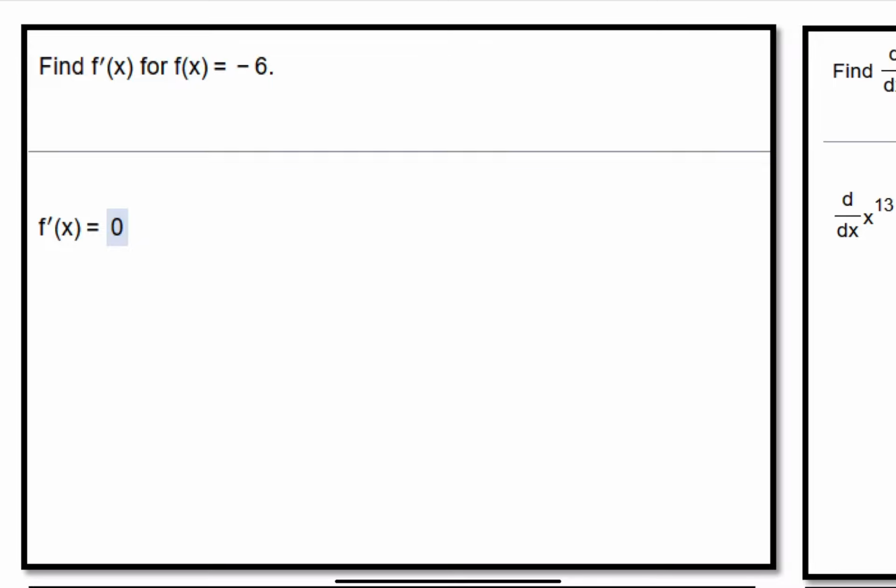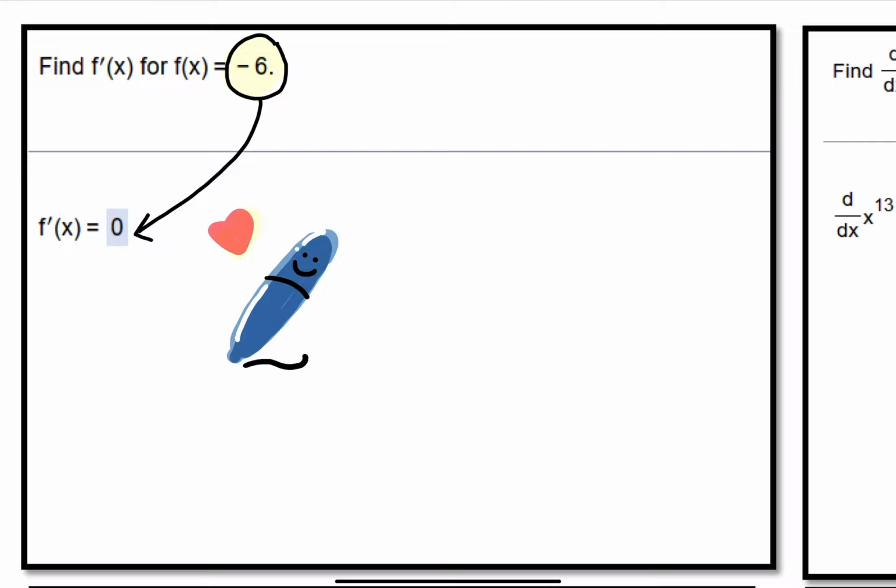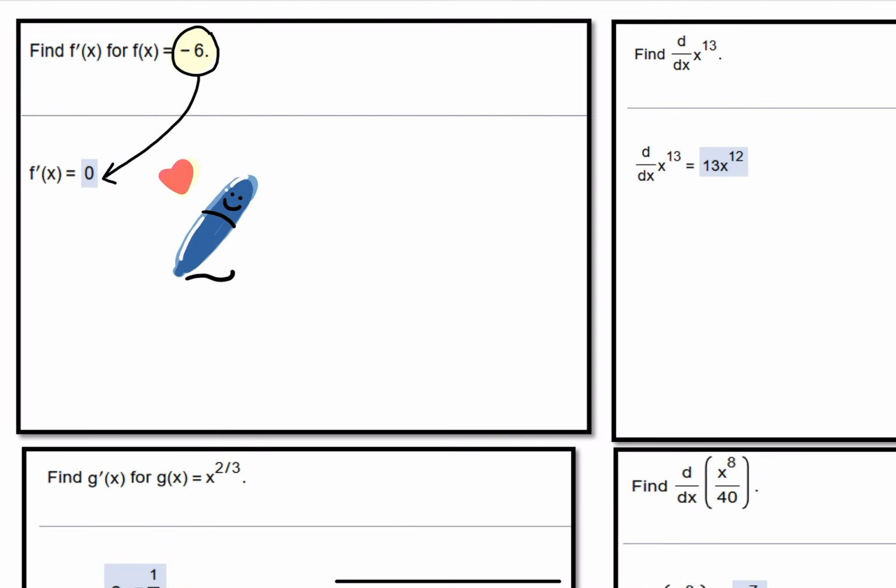So here I'm trying to find the derivative of a constant. Remember, derivative is rate of change, and there is no rate of change for a constant. So the derivative of -6 is 0. It's as simple as that. The derivative of a constant is 0. Now let's take a look at the next one.